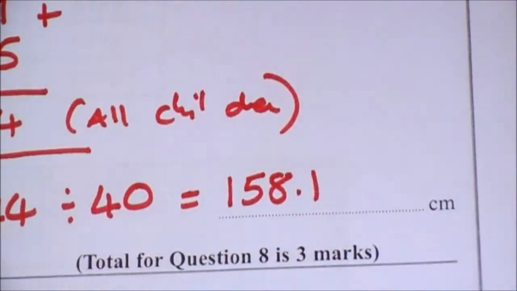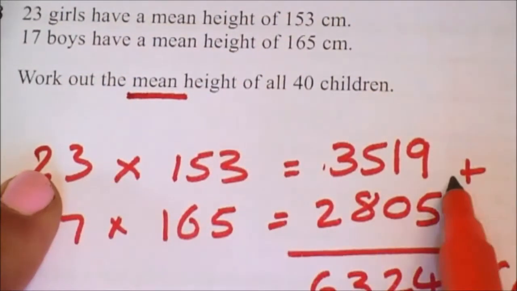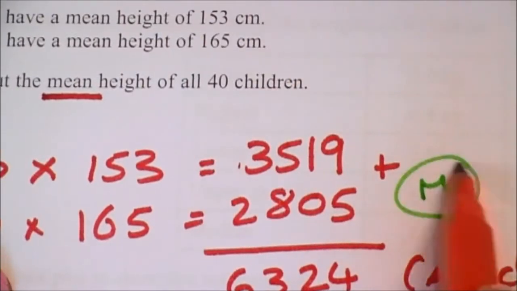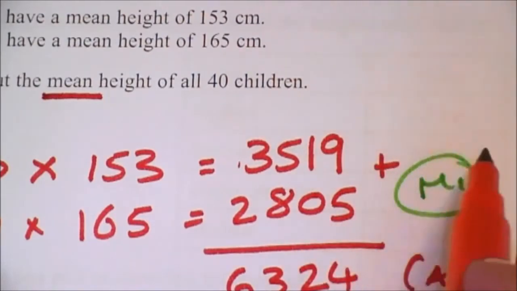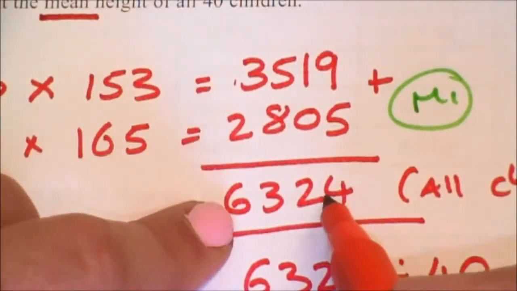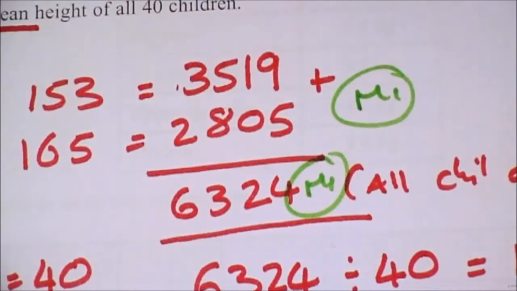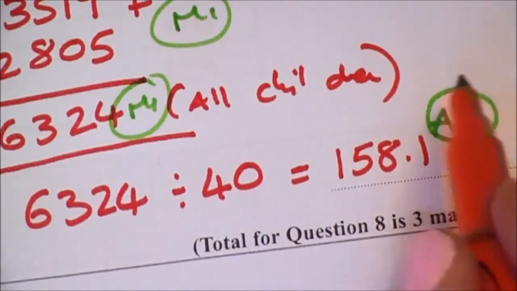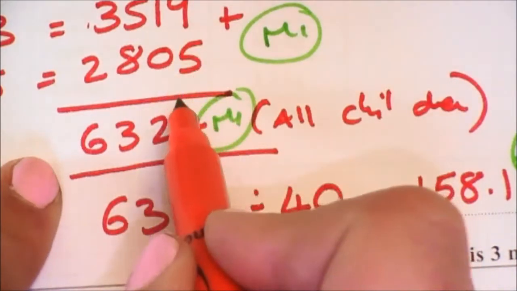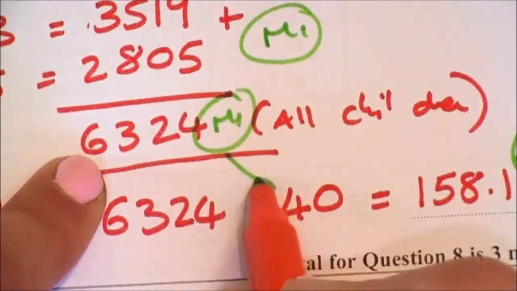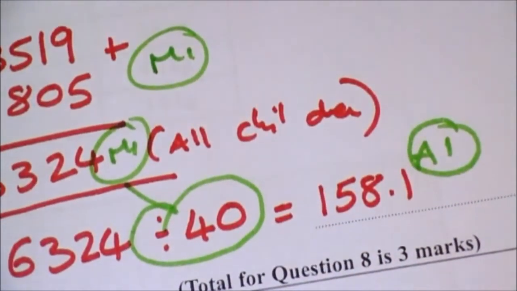It's a 3-mark question. You get 1 mark for showing that you know how to get the total heights of girls or boys. So you get 1 mark for getting either one of those. You get a 2nd mark for showing that you needed to add them together to get the total heights. And then you get the answer mark for getting the answer correct. I'm wrong here. You don't get the mark just for adding them together. You have to add them together and show that you're dividing it by the 40. But that's the answer mark.